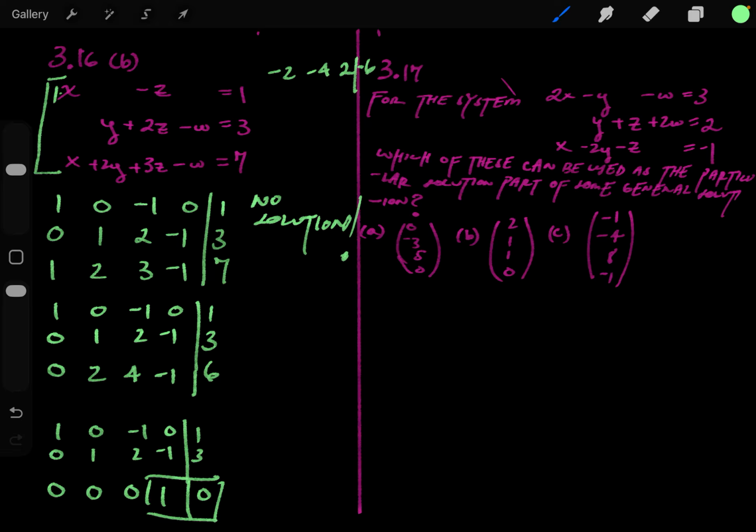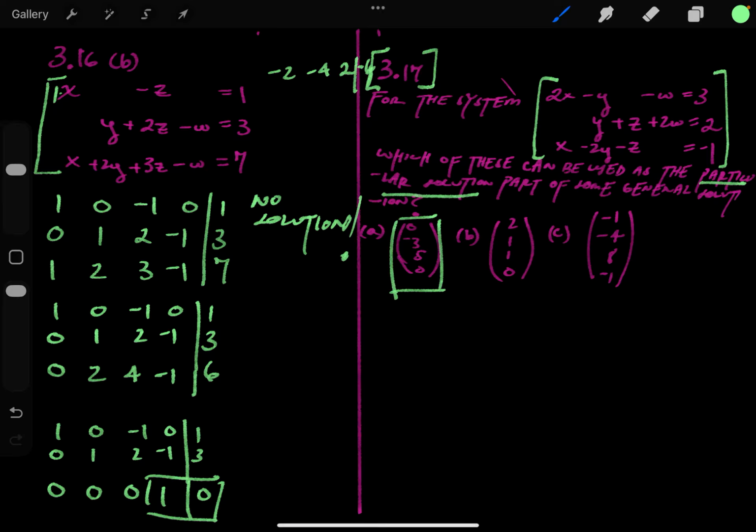All right, let's do 3.17. So they're asking us for the system here, right? Which of these can be used as the particular solution part of some general solution? So the whole thing is that the particular solution just needs to be a solution to the system. And this question is as easy as just sitting here and finding out whether or not this is a solution to the system. And we can check by just plugging in.